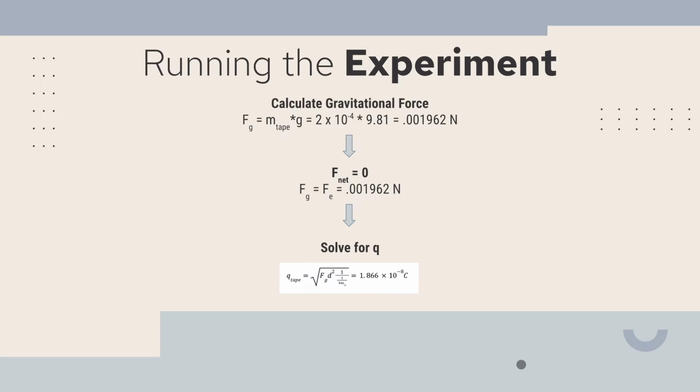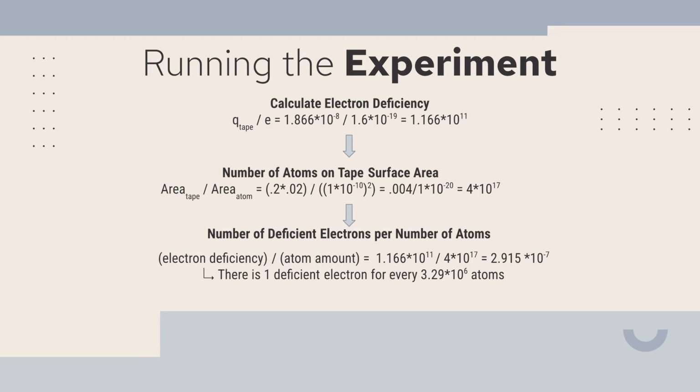So, calculating the force of gravity, we find that the force of gravity is equal to 0.001962 newtons. We knew that this was equal to the electric force because the net force is 0, and then using this we solve for Q, which we found is 1.866 times 10 to the negative 8 coulombs. Then we used this value to calculate the electron deficiency, which is 1.166 times 10 to the 11th. Then we found the number of atoms on the tape per surface area, which is 4 times 10 to the 17th. And then we used this to calculate the number of deficient atoms per number of electrons along the whole piece of tape. And we found there is 1 deficient electron for every 3.29 times 10 to the 6 atoms.